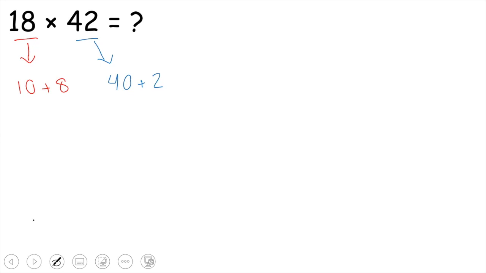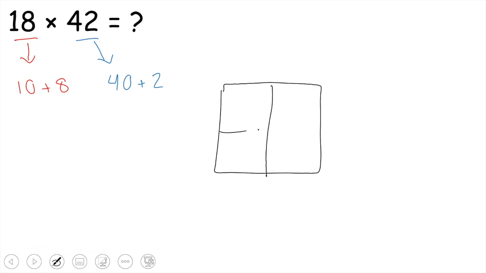Now, what we want to do next is draw a box so that each number is separated based off of these place values. So we're going to draw a box. Okay, and they each have 2 place values, so I'm going to have it be a 2 by 2 box. On one side, we have the 10 and the 8 to be 18. And on the other side, we have the 40 and the 2 to be 42. Now we just need to fill in the boxes.